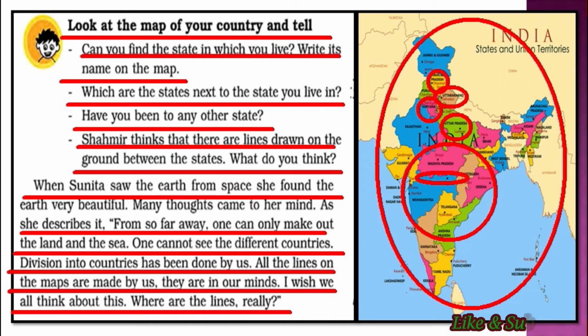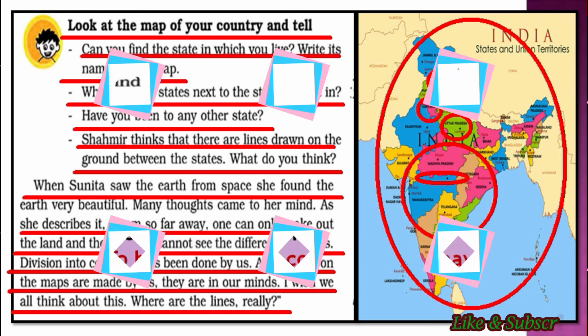Students, as I said, the lines that we generally see in the map of India, and not only in the map of India but the world also, are just imaginary lines made by human beings in order to demarcate one state from another and one country from another.